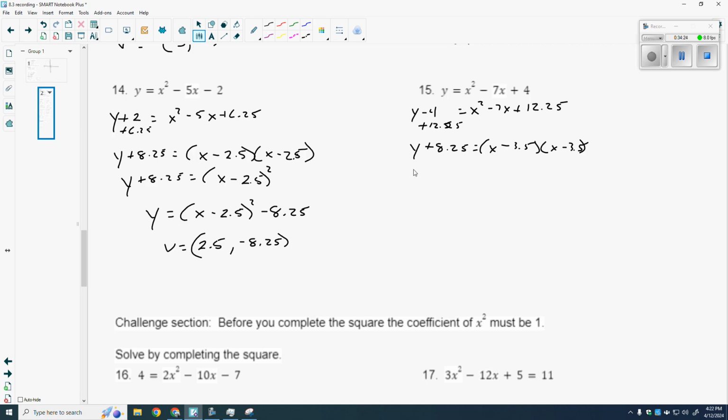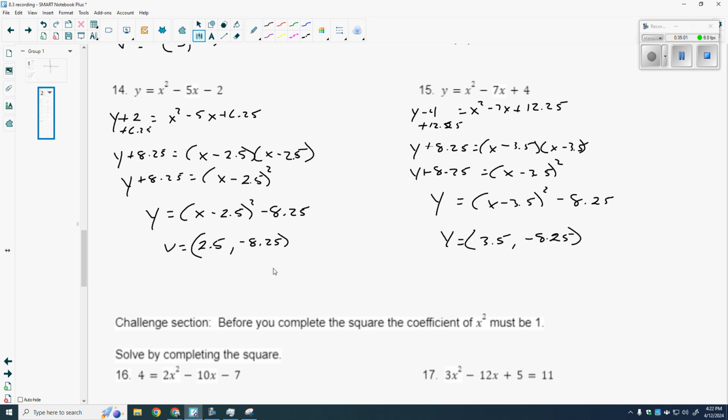Since this is negative, these are the same. They're both negative. That factors into x minus 3.5 parentheses squared. Subtract the 8.25. And we have our equation. Right, the vertex. Vertex equals 3.5. Opposite for the x. Same for the y.